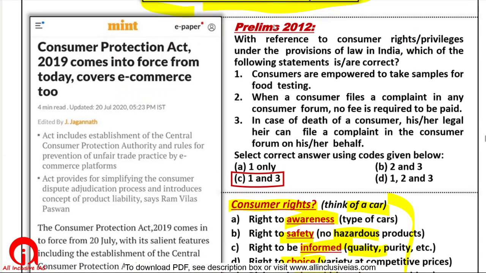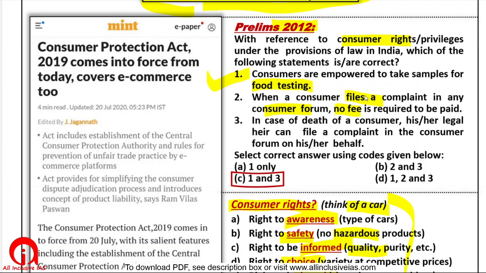Look at the previous year question of 2012 about consumer rights. First statement is, consumers are empowered to take samples for food testing. Correct? Common sense says yes. If you think something is wrong with some food item, you can take it for testing. Second, no fees is required if you file a complaint in any consumer forum. This is wrong. I mean, suppose you are suing a company for like 50 lakh rupees or 1 crore rupees.